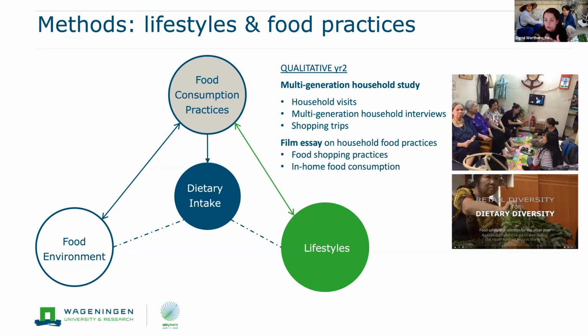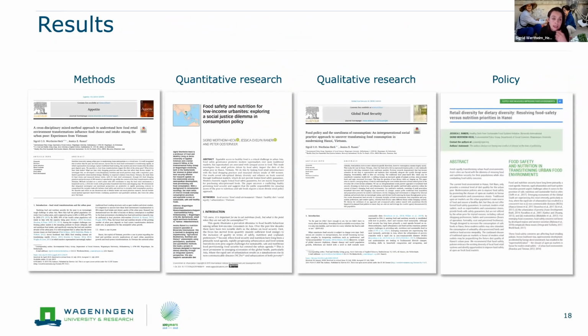We complemented this also with a film essay to voice these urban poor firsthand, showing how they prepare, consume and shop for their foods, as well as telling about what they are doing. And I think it is very important to have this evidence firsthand, also when encountering discussions with policymakers. The results are presented in different papers, so I won't go in depth, but we have a paper on the methods, the quantitative research, the qualitative research, as well as the policy. But I will now highlight some of the key learnings across these different papers.